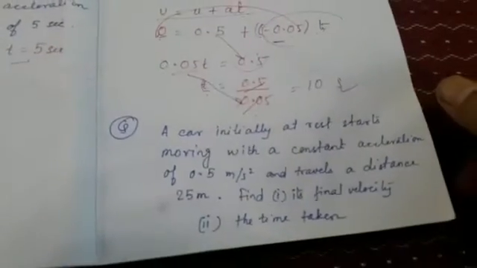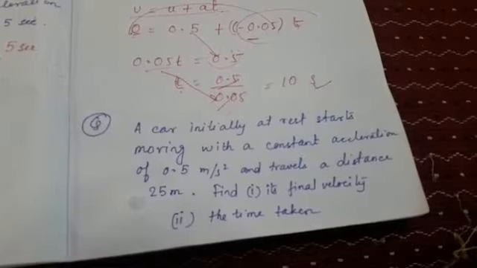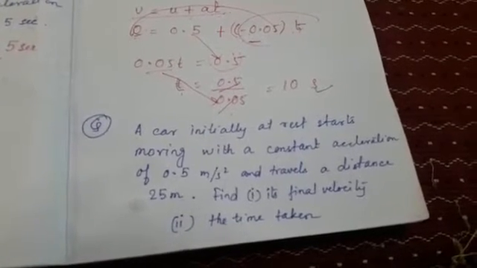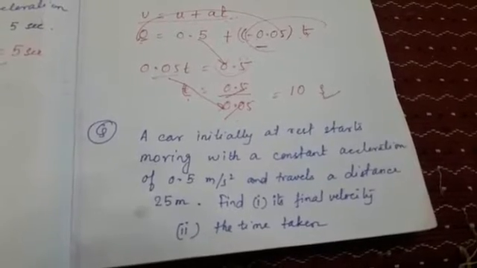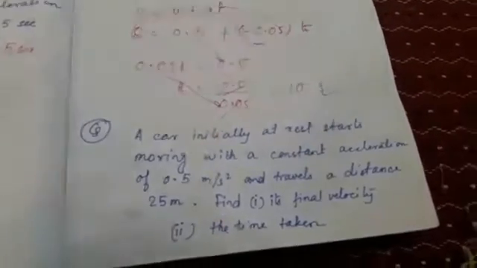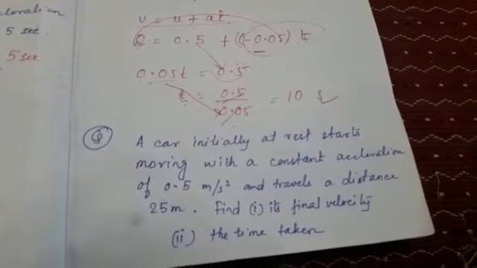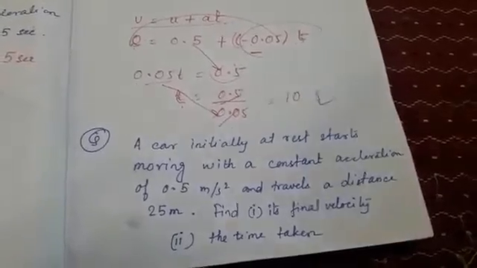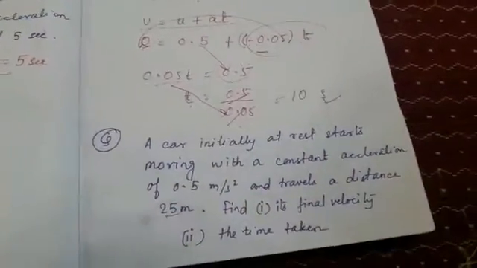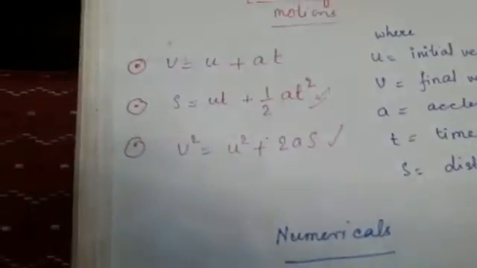Now see the next sum, a car initially at rest. So initially at rest means we got our one data, that is u equal to 0, starts moving with a constant acceleration, that is a equal to 0.5. Now it is having a constant acceleration, okay. So a equal to 0.5, so we have got our u, a also we have got, and travels a distance of 25 meter. So distance is also given, so we can choose either of these two formulas for this.